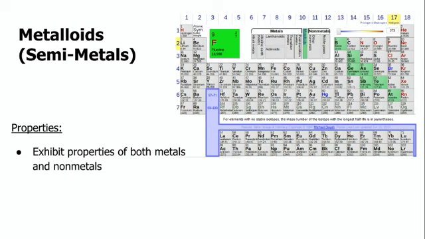And if that's the case, you know it's got to be a metalloid or a semi-metal, because metals will only have properties of metals. Non-metals will only have properties of non-metals, and metalloids will share properties of both. And it doesn't have to be split down the middle. It could have just one property, but it will have both of those properties.